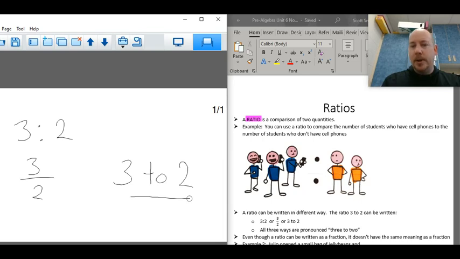Just make sure when you write a ratio, the order matters, right? 3 to 2 and 2 to 3 are different. So we want to make sure we pay attention to the words and what the order of the ratio is asking us to write.